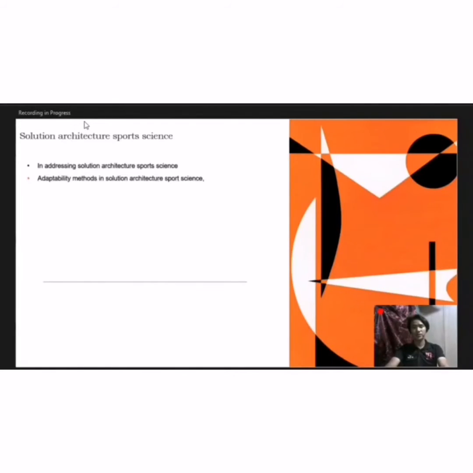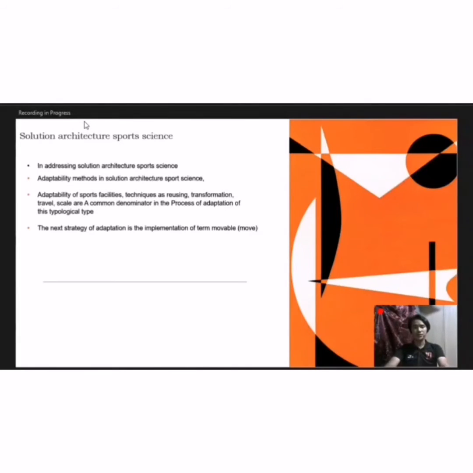The convertible, which involves both internal and external measures, expands the possibility to change this facility. The next word, scaling, is the capacity to adjust the scale of facilities. And last, the next strategy of adaptation is the implementation of the term movable, which is the capacity of moving the target and shifting position. For example, train stations turning into libraries, power stations into art galleries, and storehouses into apartments.